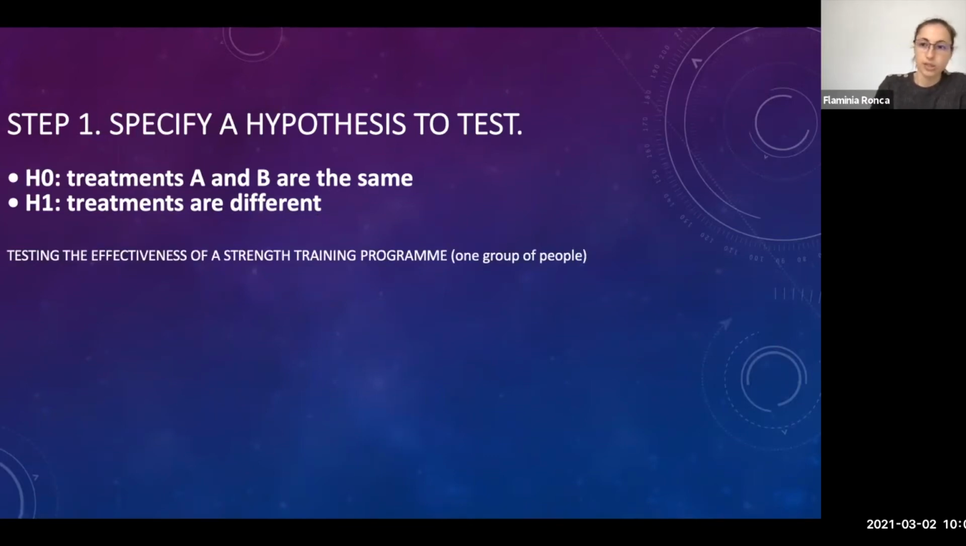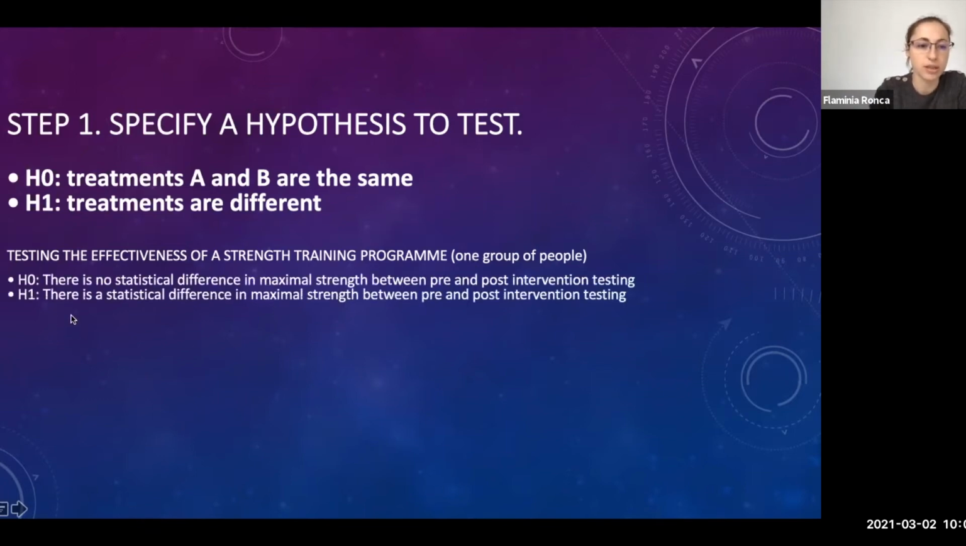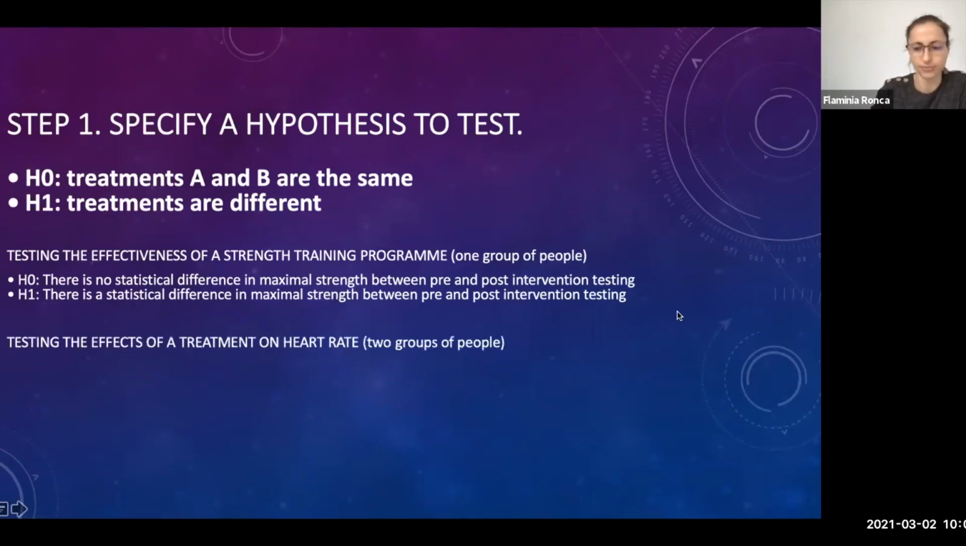So if we were to look at some examples, if you're testing the effectiveness of a strength training program, so you've got one group of people compared to a control group, the group that's doing the intervention, the null hypothesis would be that the intervention does not work. So there's no statistical difference in maximal strength between pre and post-intervention testing. So you do 8 weeks of training, nothing changes. And the hypothesis is that there is a statistical difference in strength outcomes before and after the intervention.